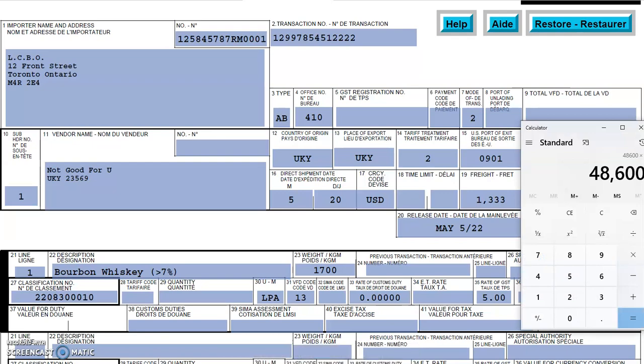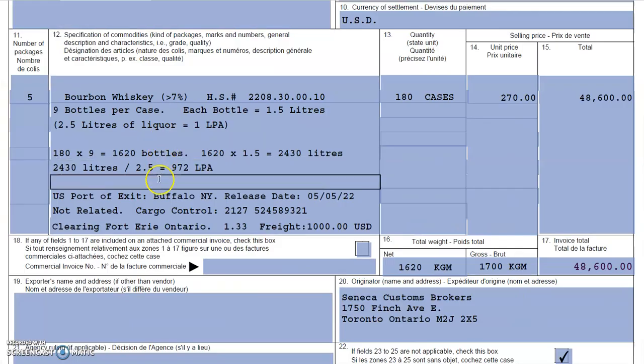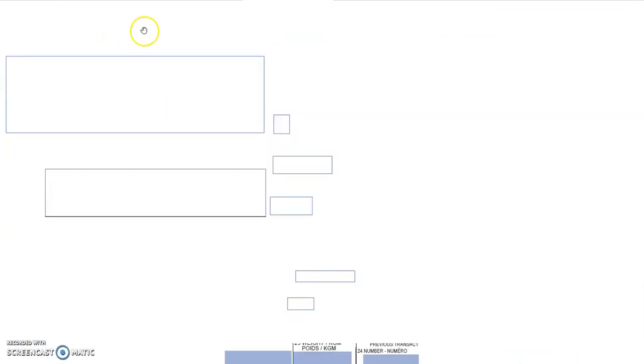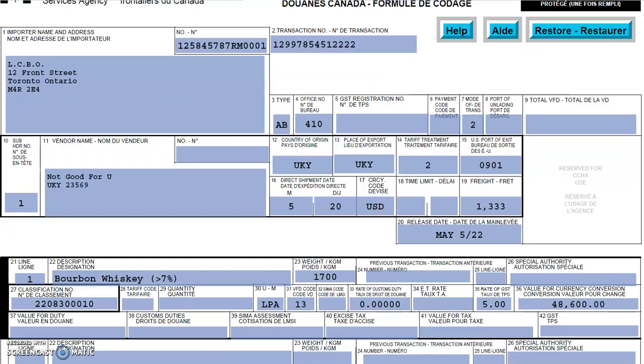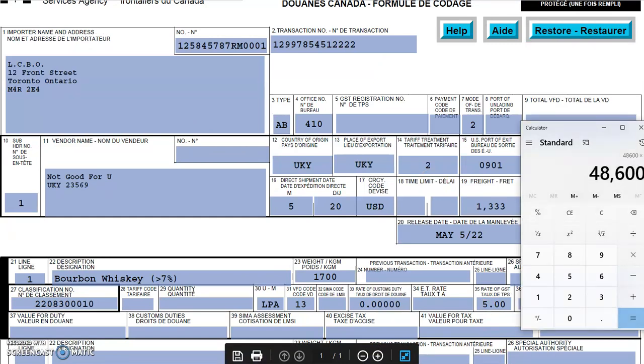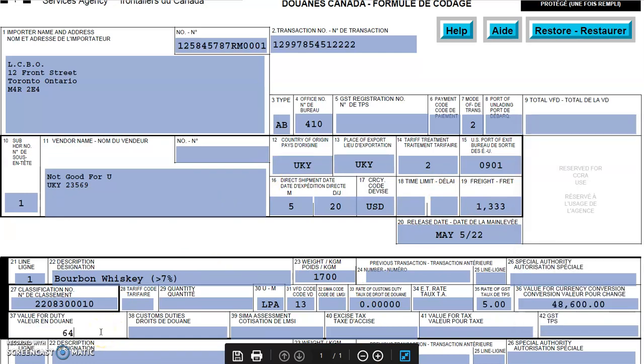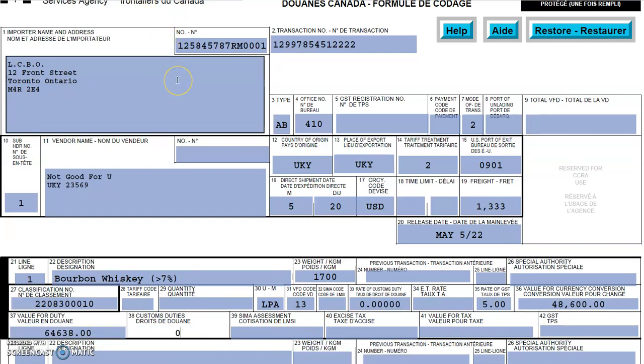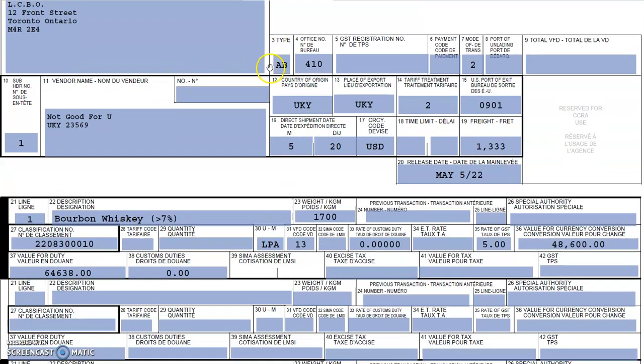And the value for duty will be 48,600 times the exchange rate, which is 1.33. Oops, pardon me. My computer is getting old like me. 1.33, 64,638. All right, and the customs duty is 0. And here's where you stop.